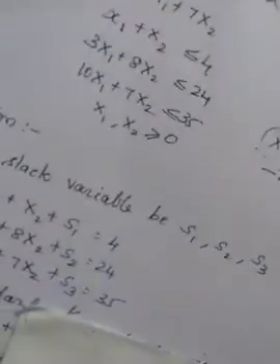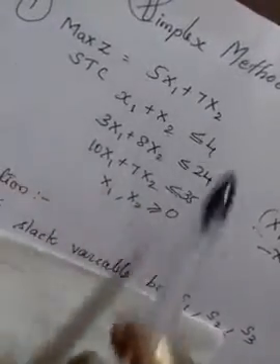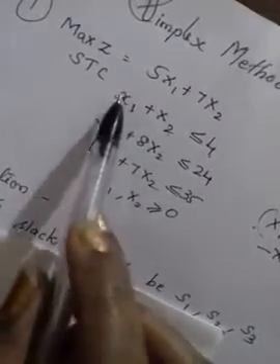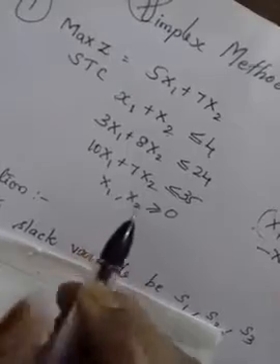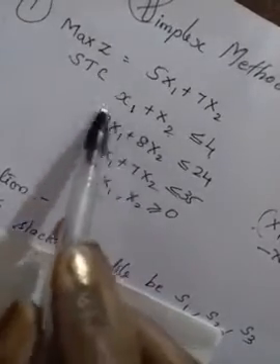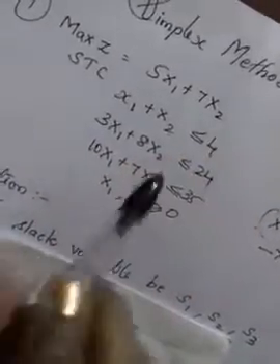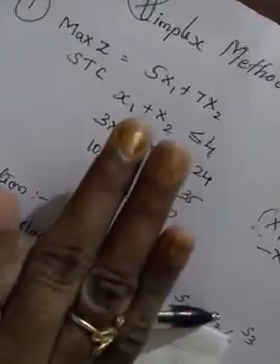Now in your syllabus we have maximization problems only. So take this problem, and here how many equations are there? 3 equations. So here you have to introduce slack variables. Based on the number of equations you introduce slack variables: if there are 2 equations, you introduce 2 slack variables. Here 3 equations are there, so we are going to introduce 3 slack variables.